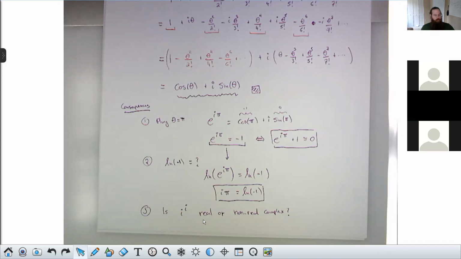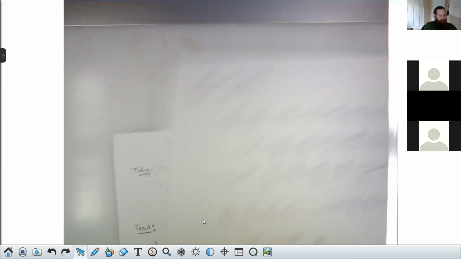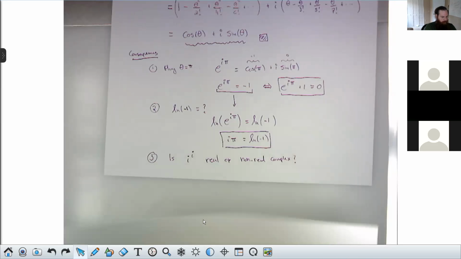And the way this is usually phrased is, do you think this is a real number or not? All right, you've got a complex number raised to a complex number. Do you think that's going to come out to be a real number? Most people would say, nah, probably not a real number, right? Complex number raised to another complex number. Well, you can attack this using Euler's result.